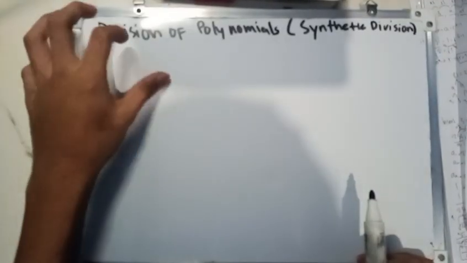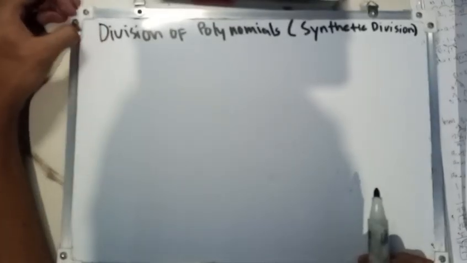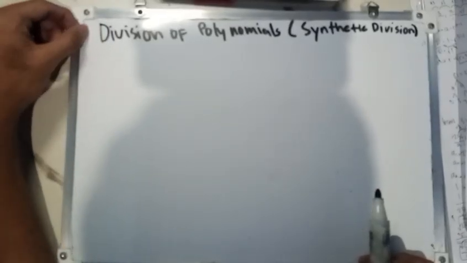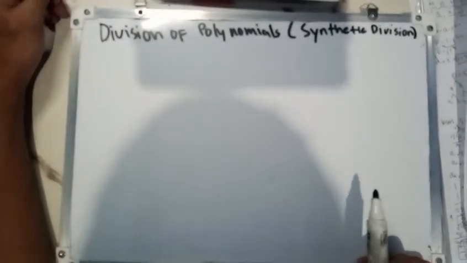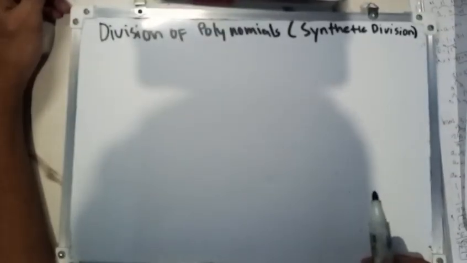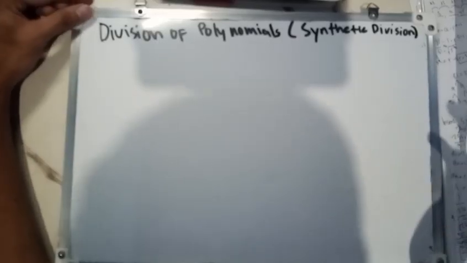So another way to divide a polynomial is through the process of synthetic division. Now, how does it work?